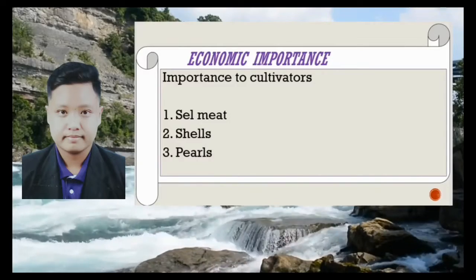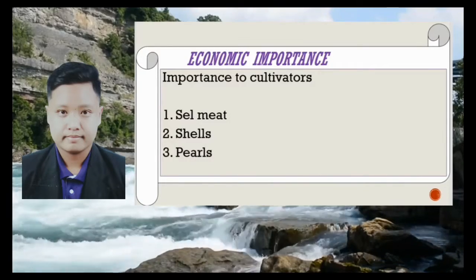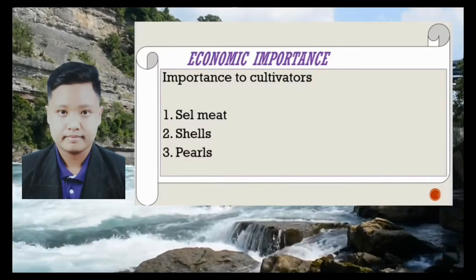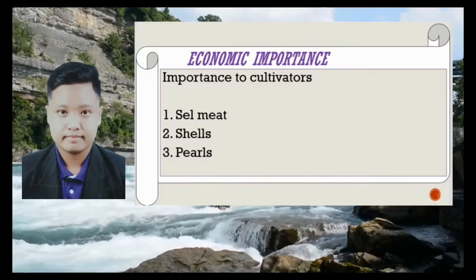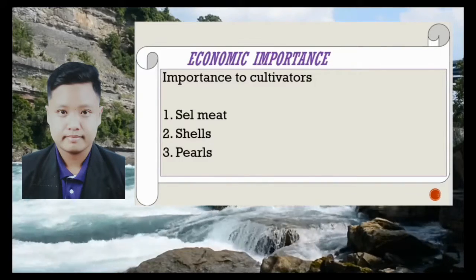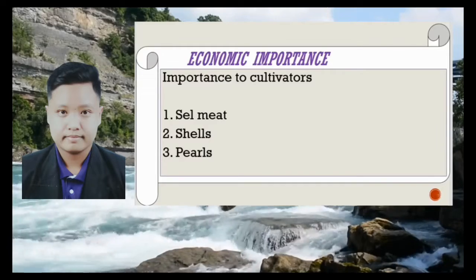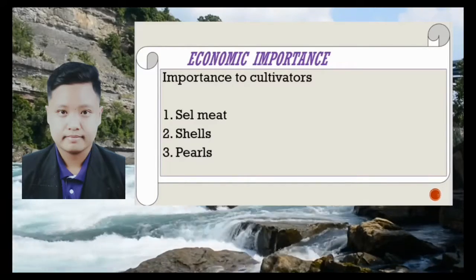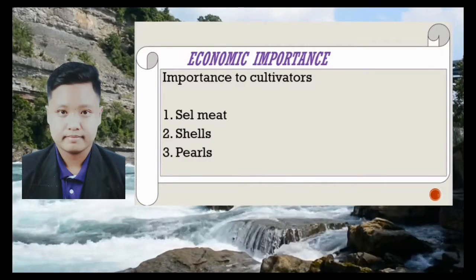Oysters are marine life in the kingdom Animalia. Oyster is in the phylum Mollusca, classified in the class Bivalvia. Pteriidae is the family for this life. Oyster has economic importance, and I will explain two of them. First, I will explain the importance to cultivators. Oyster is used for meat, shells, and mostly pearls.